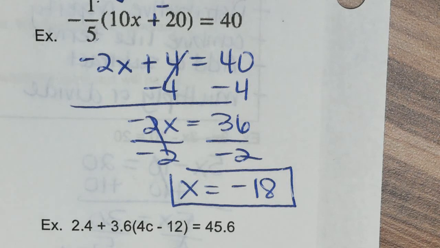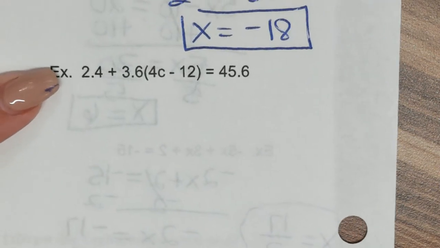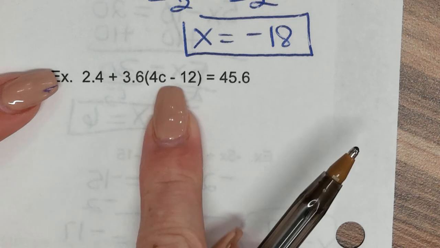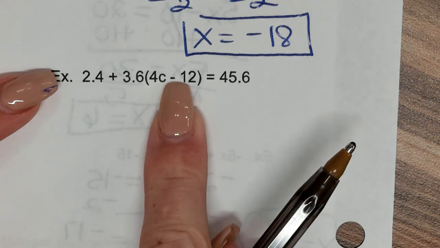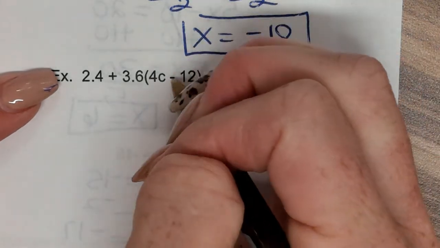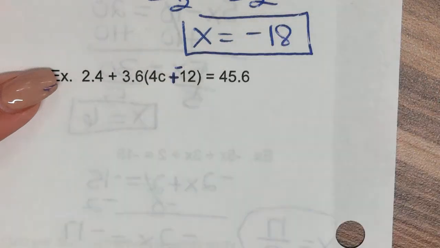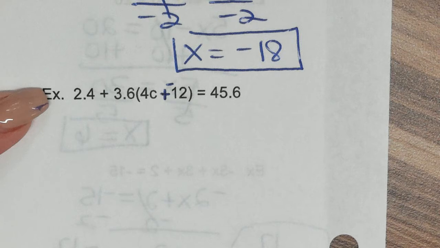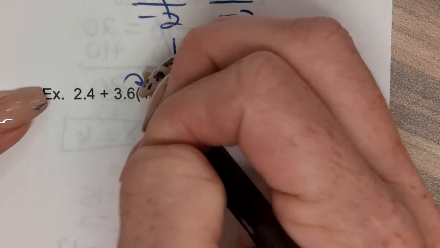All right, let's go do them with decimals. Let's do the one right under that. What's the first thing you see we need to do? Parentheses. What can I do in these parentheses? Change. What do I need to distribute to those parentheses? 3.6 to both of them.